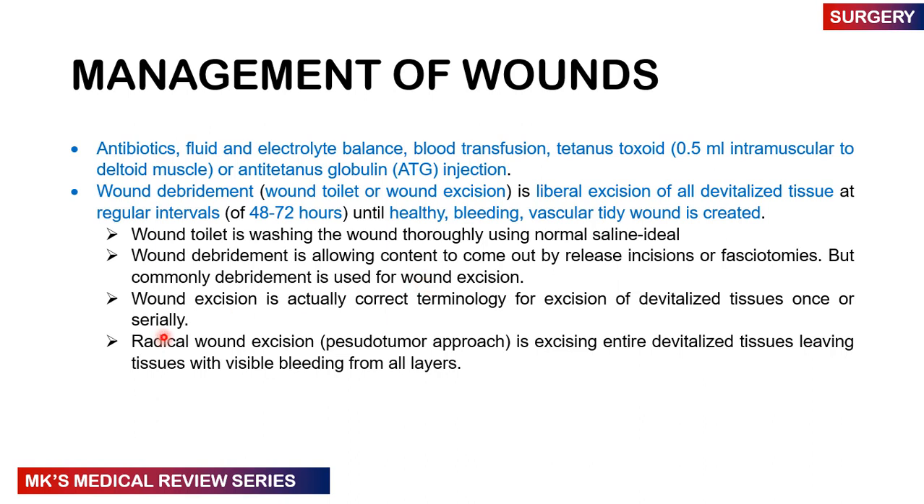Remember that wound excision is the correct terminology for removing any devitalized tissues, either once or serially. Then radical wound excision, which is a pseudo-tumor approach, is simply excising the entire devitalized tissue and leaving tissue with visible bleeding from all the layers. So you cut off all the dead tissue until you can see that it is bleeding and it's normal tissue.